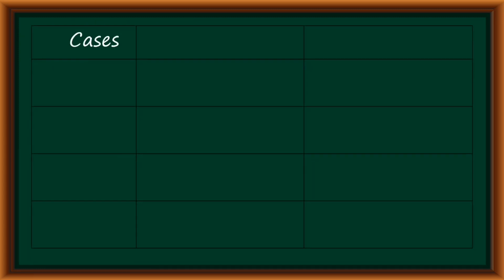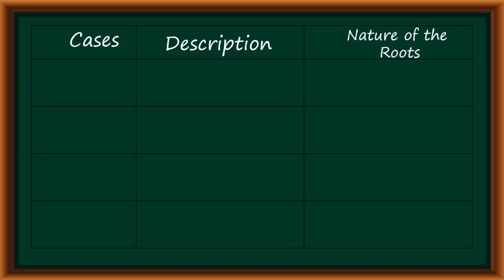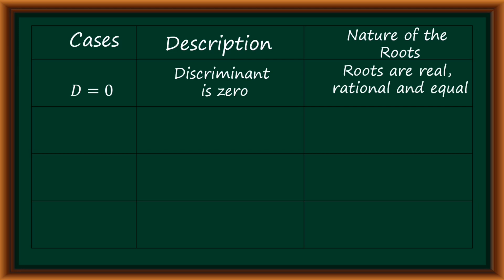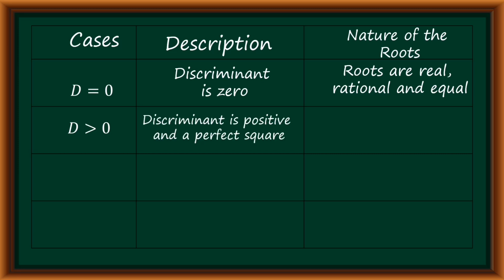To characterize the roots of the quadratic equations, we have 4 cases to consider. The first one, if d is equal to 0, the nature of the roots are real, rational, and equal. Next, we have d is greater than 0. The discriminant is positive and a perfect square. The roots are real, rational, and unequal.